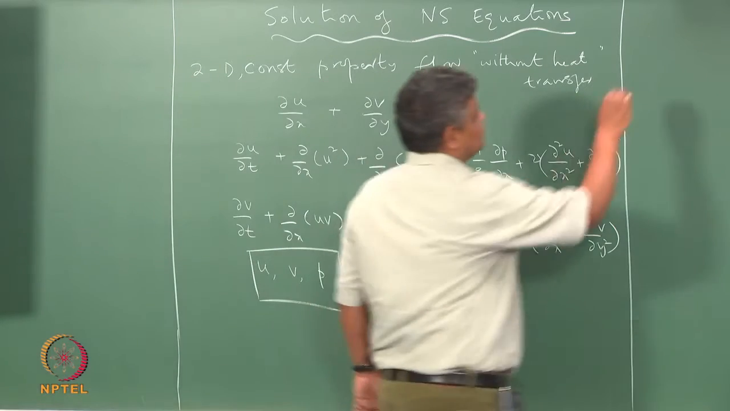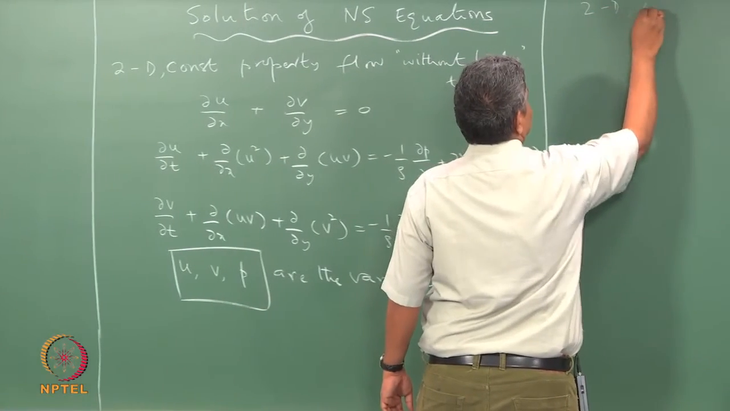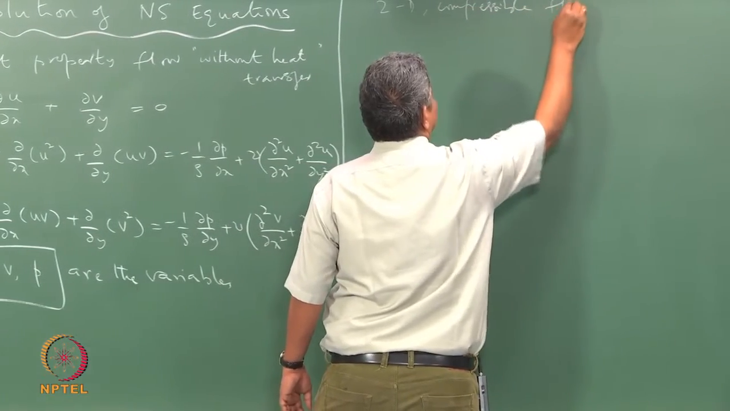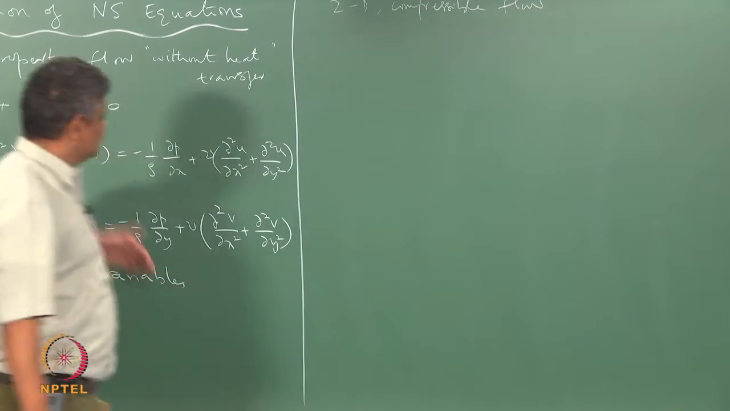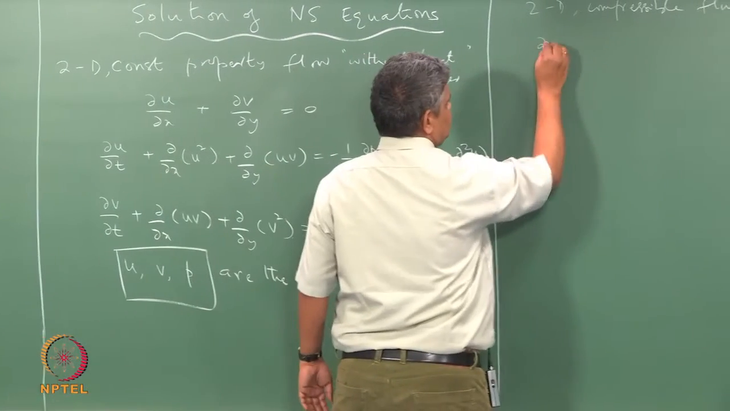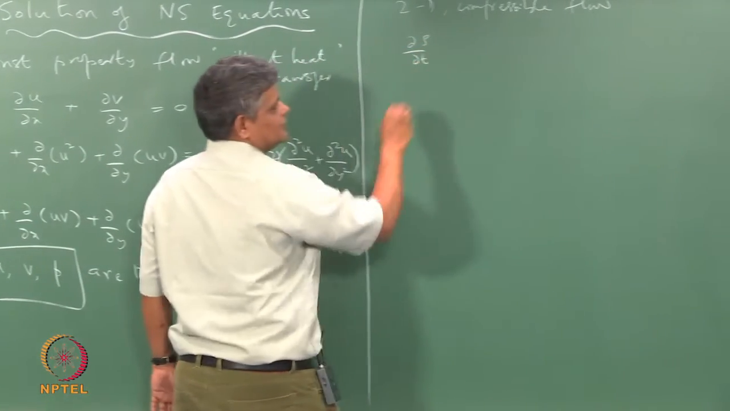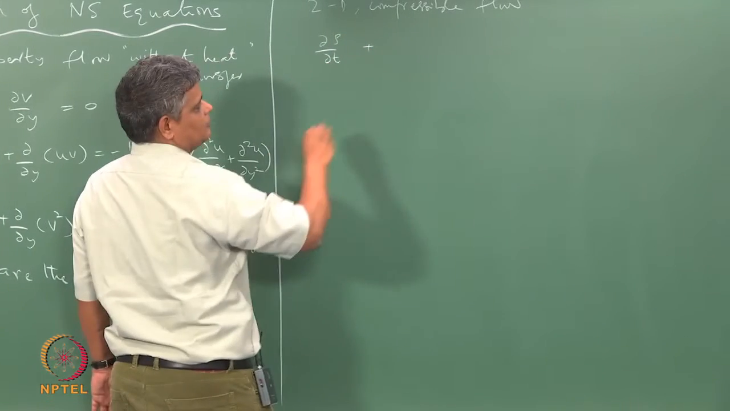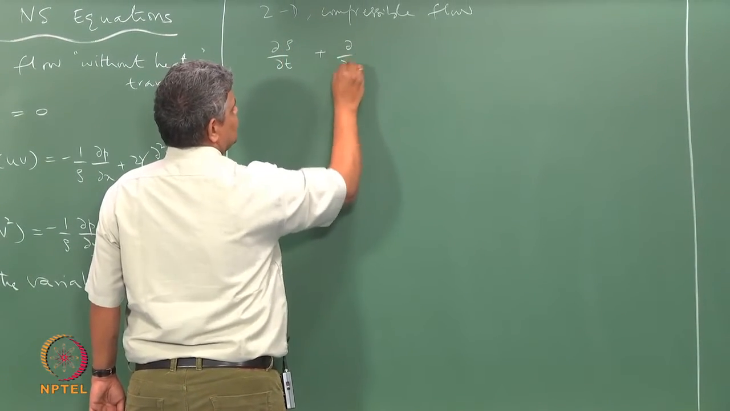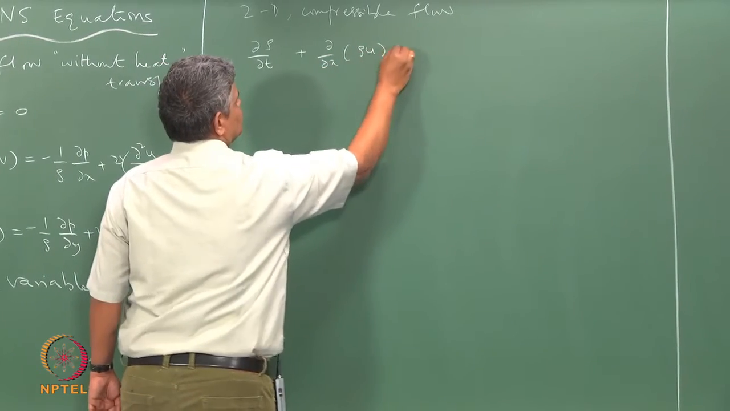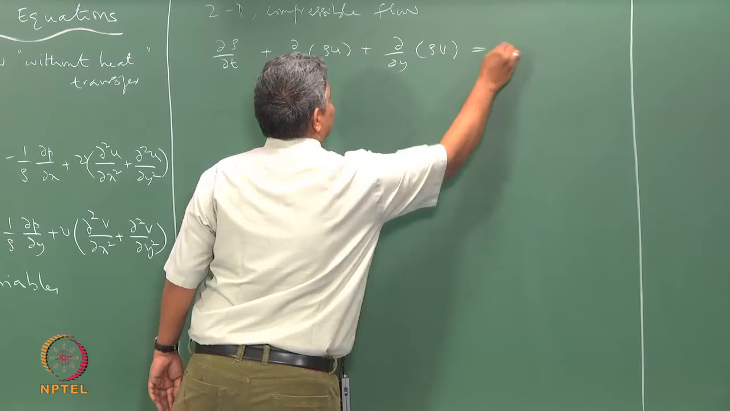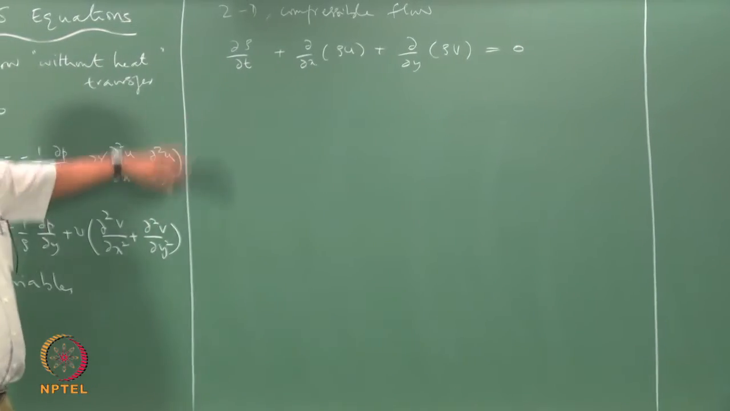So, in the 2D compressible flow case, we can similarly write down the governing equations. Now density changes, and we can put this as del rho by del t plus dou by dou x of rho u plus dou by dou y of rho v equal to 0. This is still 2D.